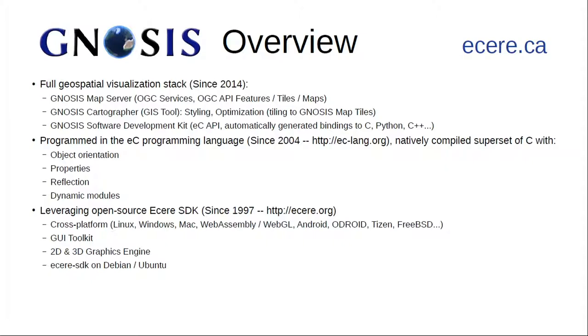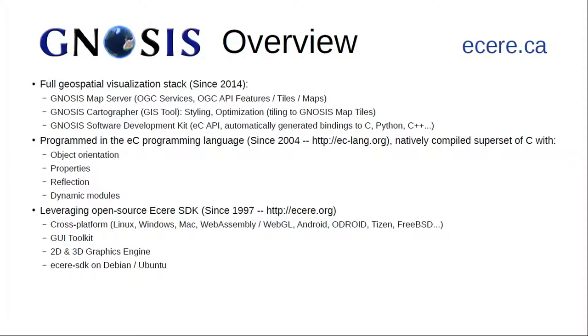But we also have a system a little bit like Swig, but it's our own tool that automatically builds bindings to other languages. Because EC has reflection and object orientation, it can produce actually pretty good bindings for each language because it has a good way to model the different classes. So for right now we have C bindings, Python, and we're also working on the generation of C++ bindings, and Java and C# are next in line.